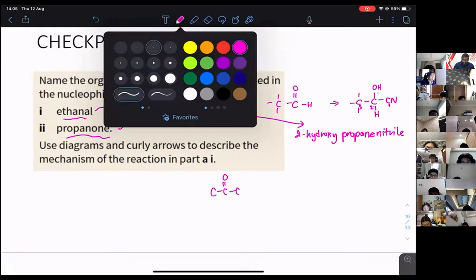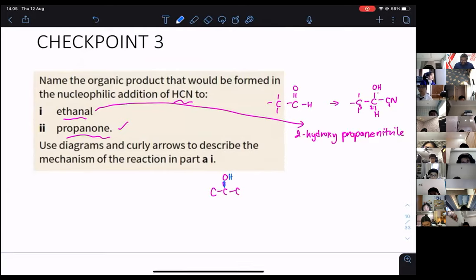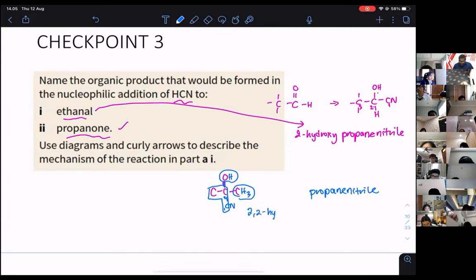So what happened? The OH will come here, and then CN will come here. So the longest carbon chain, I think butane, because there is a CH3 there. So this is the longest carbon chain, which is going to be propane. So propanenitrile. Position number one, position number two has a methyl group and a hydroxy group. So you put 2-hydroxy-2-methylpropanenitrile. So this one you can name it. Make sure you know how to name it.